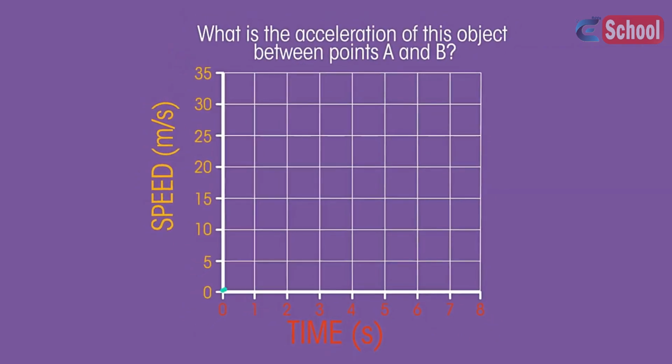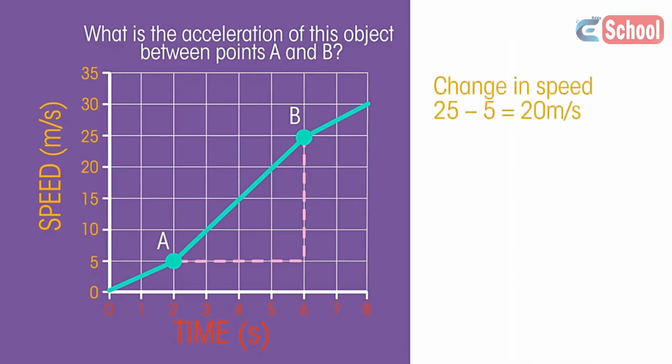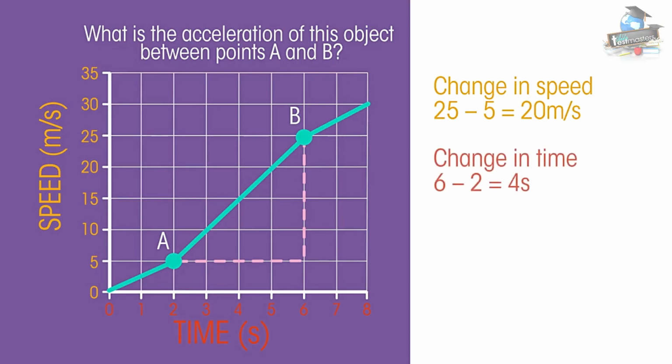What's the acceleration of this object between points A and B? The change in speed is 25 minus 5, which equals 20. The change in time is 6 minus 2, which equals 4. So the acceleration is 20 meters per second over 4 seconds, which equals 5 meters per second squared.